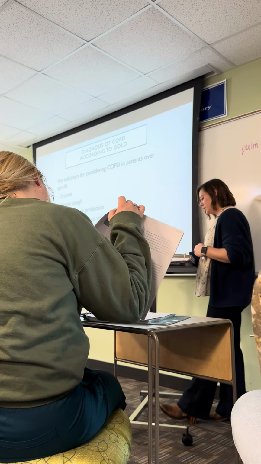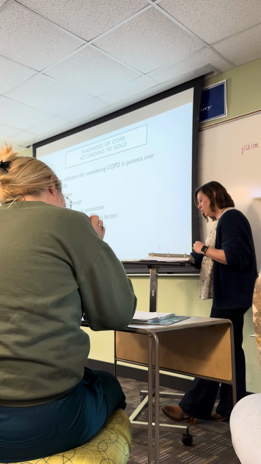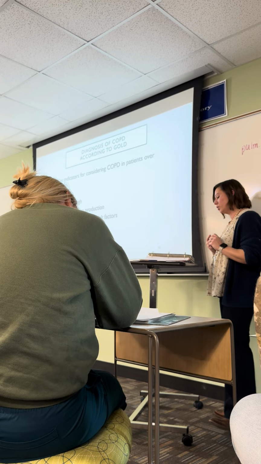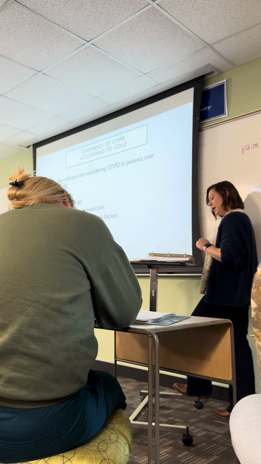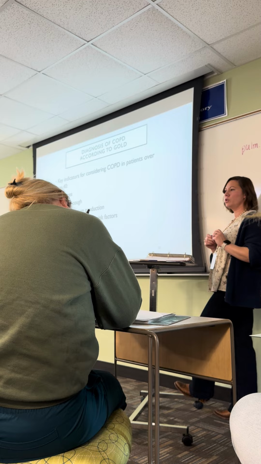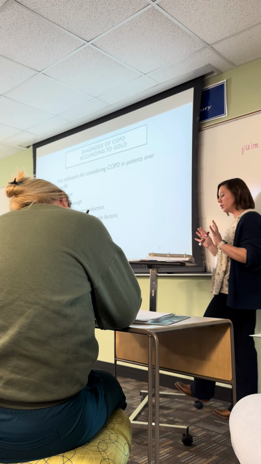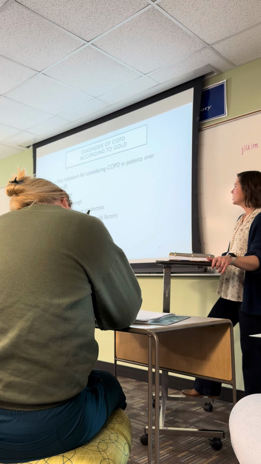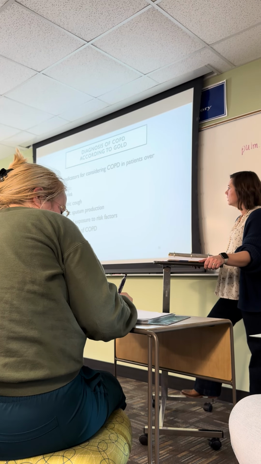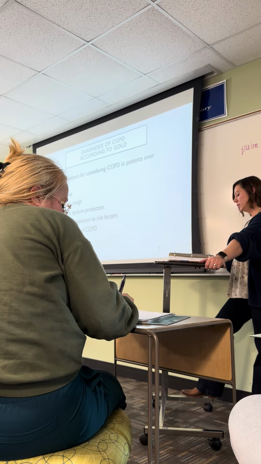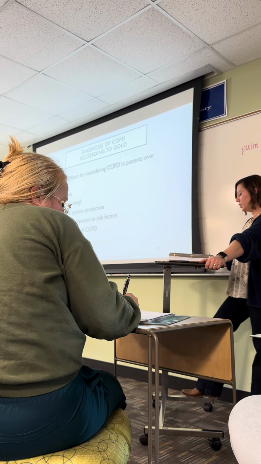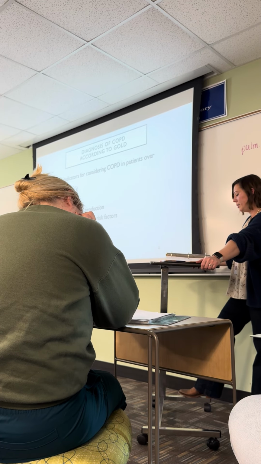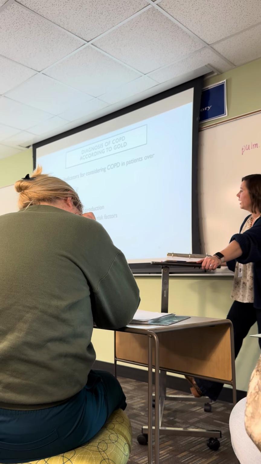Okay, diagnosis, procedures, and tests. Test findings. So diagnosis of COPD according to GOLD. Key indicators for considering COPD in patients over age 40. Number 1, you see it there, worsening dyspnea. That is the gold standard. Worsening dyspnea is going to be one of the key indicators that a patient has COPD. Chronic cough, sputum production, history of exposure to risk factors, and also they found that COPD can be somewhat hereditary if they have a family history of it.